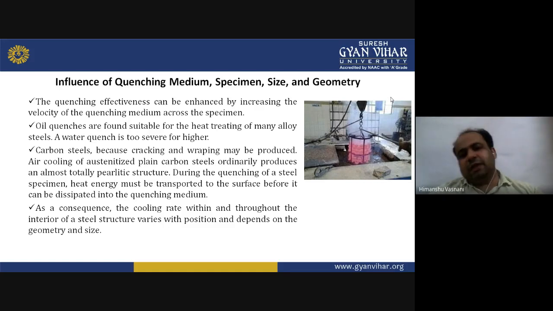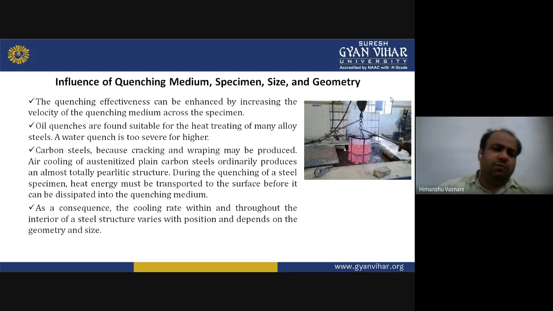Oil quenches are found suitable for heat treating many alloy steels. For alloy steels, oil quenches are commonly used, as a water quench is too severe. For high carbon steels, the water quench is too severe because cracking and warping may be produced, so cracks may appear. Air cooling of austenitized plain carbon steels ordinarily produces an almost totally pearlite structure.